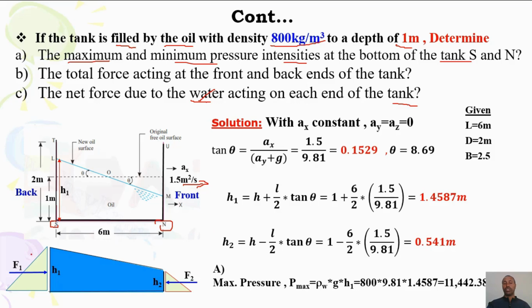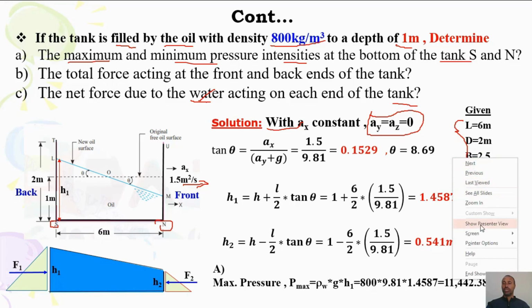So you have the free body diagram. This is the back face F1, H1, then the front face H2, you have force. So let us go to this calculation. With ax constant, ay and az equal to 0. Clear? Because acceleration is horizontal. So you have the dimensions, which are given already: the length, depth, and width of the tank.